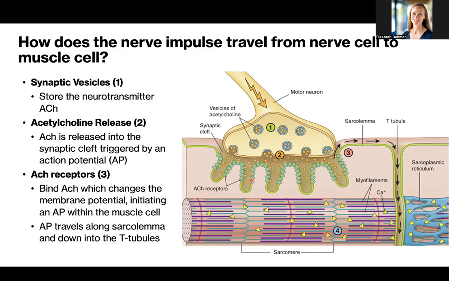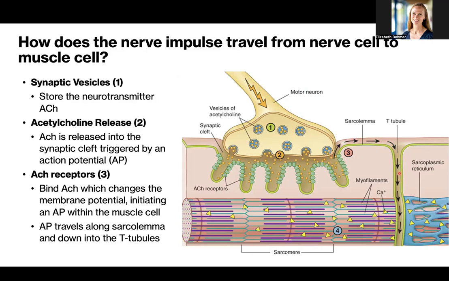The binding of these acetylcholine neurotransmitters to the receptors actually changes the membrane potential voltage in the sarcolemma, and that initiates an action potential in your muscle fiber. That action potential travels along the sarcolemma and eventually down into the T-tubules, so that these T-tubules are carrying the action potential down into the center of your muscle fiber.